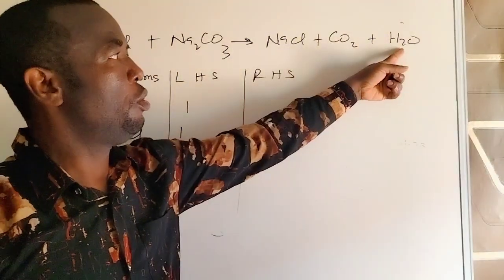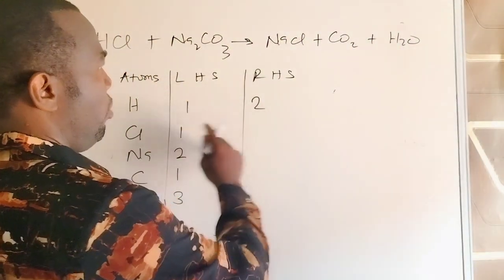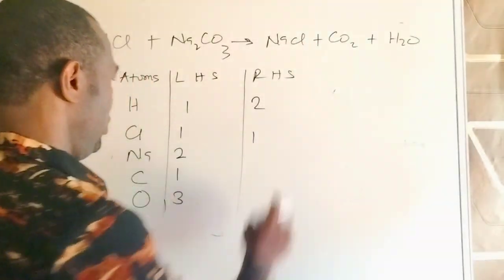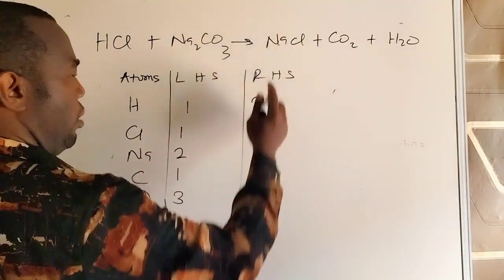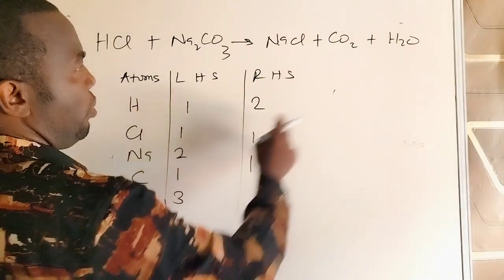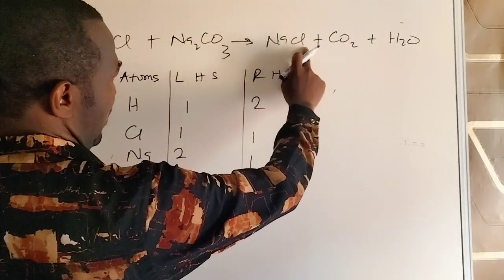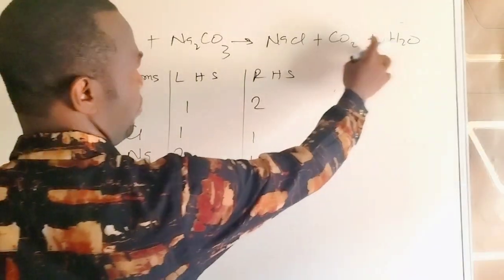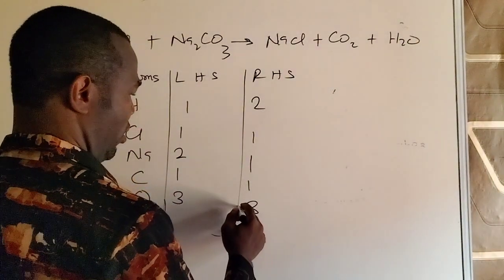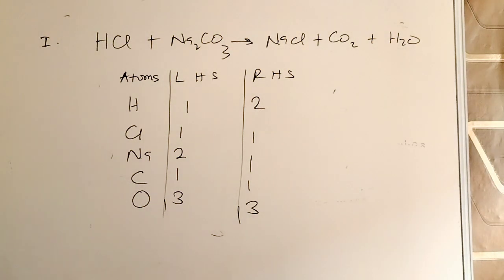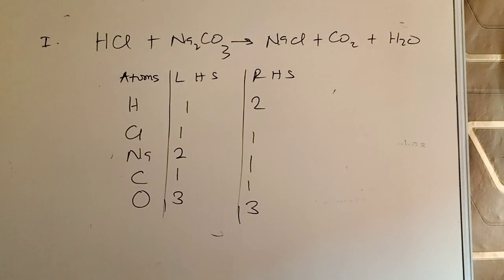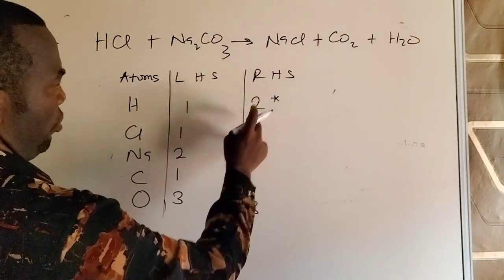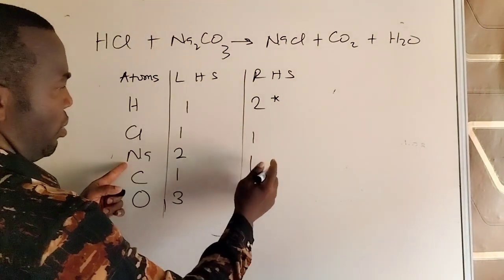Hydrogen 2 atoms, chlorine 1, another chlorine here, this is chlorine 1, sodium 1, carbon 1, this is chlorine, Cl. Look at carbon, only 1 atom, then oxygen 2 plus 1 gives you 3. You check the equation, inspect the table, and see whether it's balanced. You see that hydrogen is not balanced, 1 and 2, sodium is not balanced.